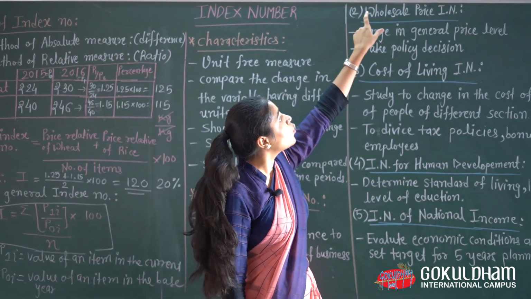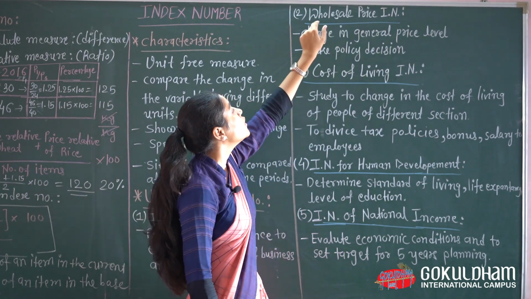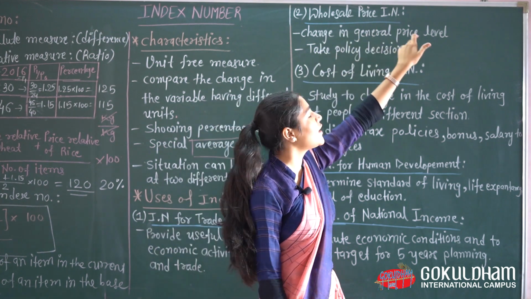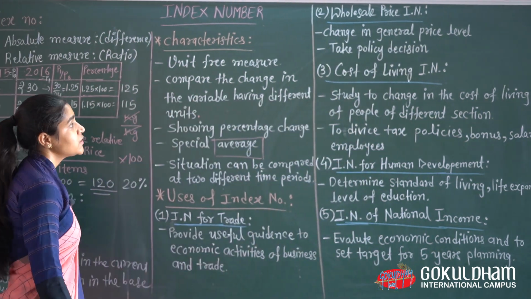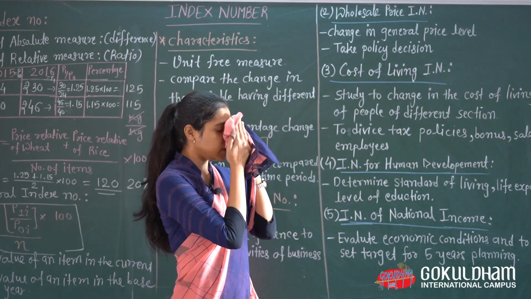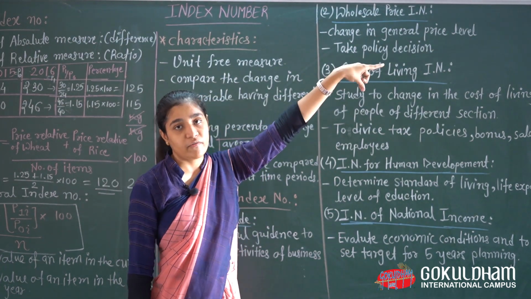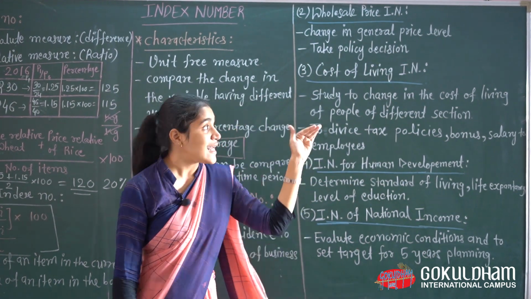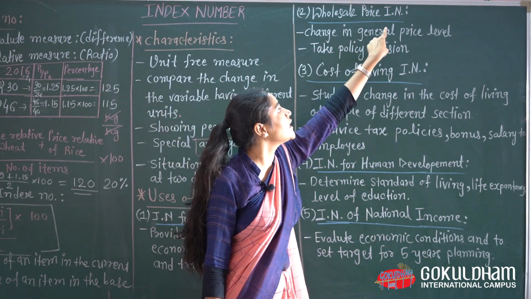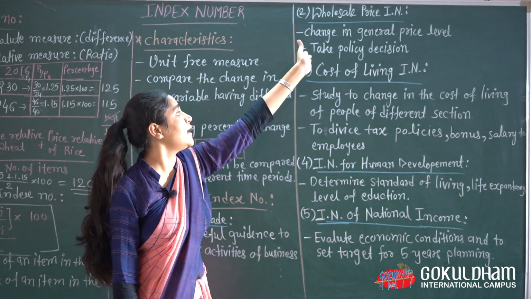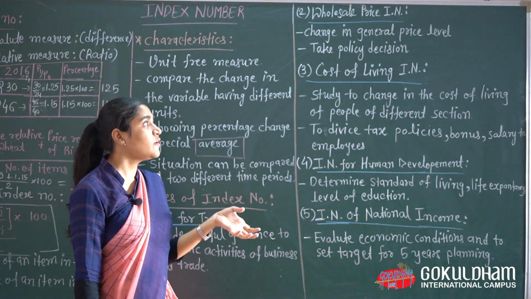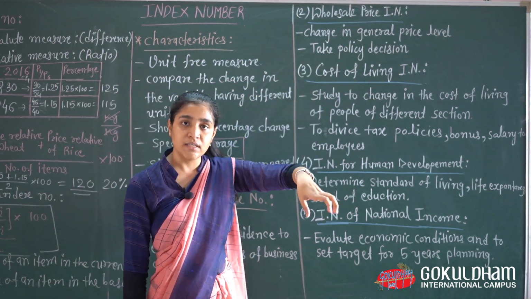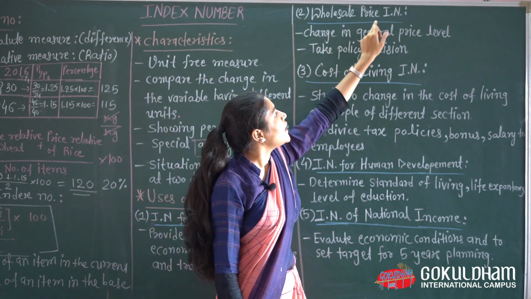Then the second thing is wholesale price index number. So what does wholesale price index number do? It is useful for change in general price level. That means for all our items, the daily change that comes in the general price level, we can find by wholesale price index number and take policy decisions. That means after finding the wholesale price index number, a company can take the policy decision. That means the business activities that use wholesale price index number can take that policy decision by using it.